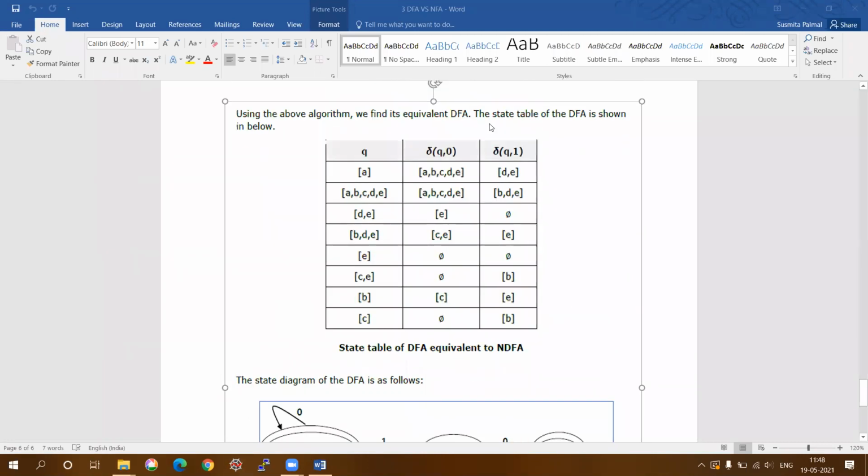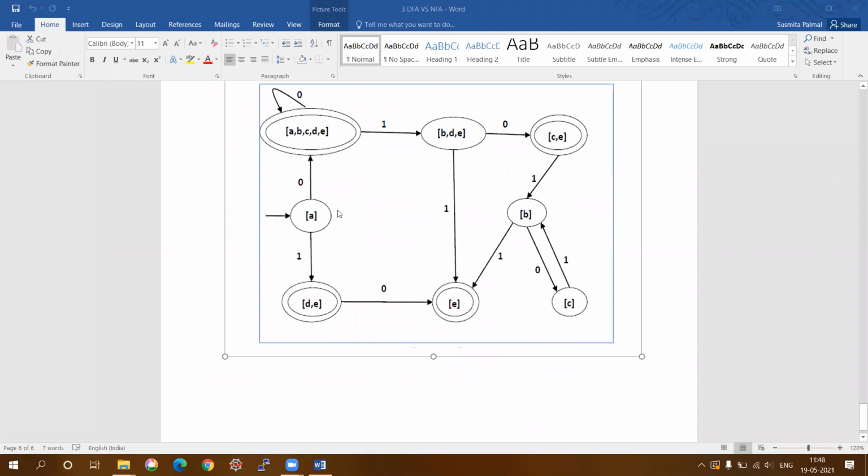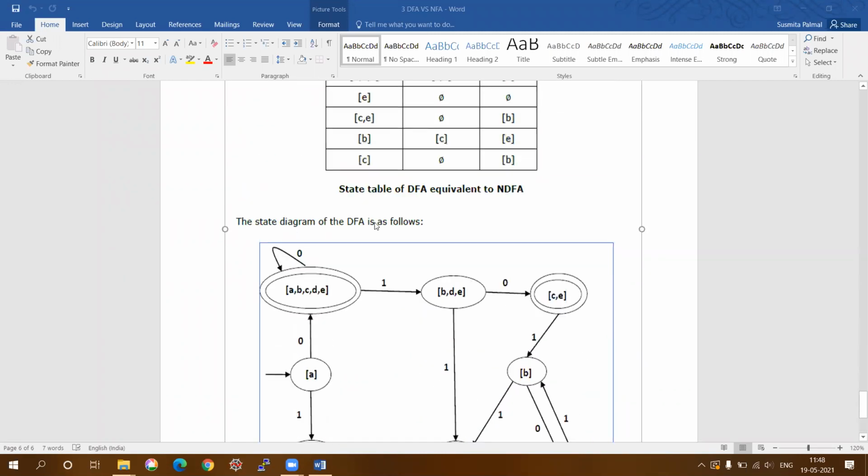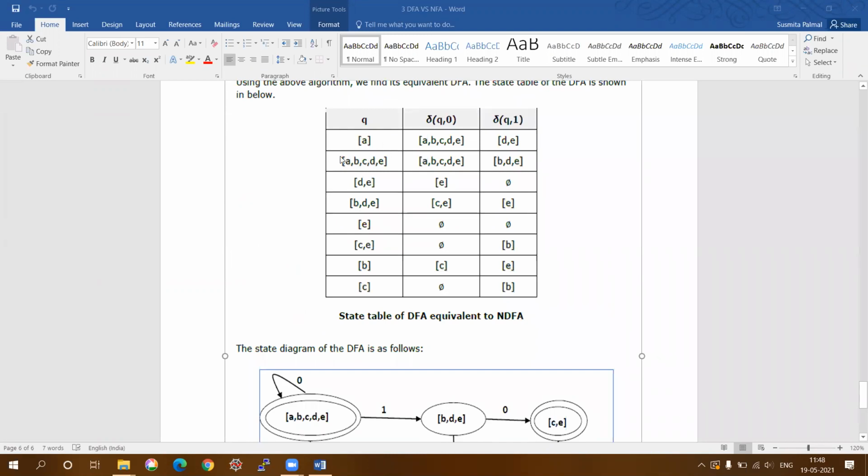This is the state table of DFA, and this is the transition diagram or state diagram of DFA, right? And rename these states with some other names, like you could write capital A instead of this A. You could write a capital B instead of this ABCD. You could write capital C instead of DE. You could write capital D instead of BDE state.